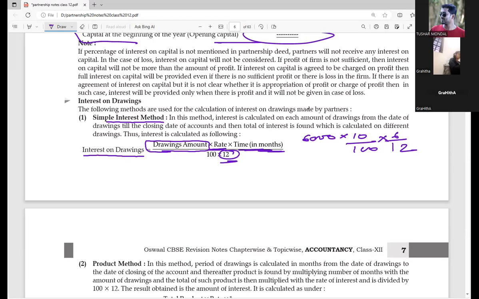Remember, if the date is not mentioned, that time, always take 6 by 12 only. Always the month will be taken as 6 by 12, and the rate will be as per the question, and the amount also as per the question. Is that fine? Okay.